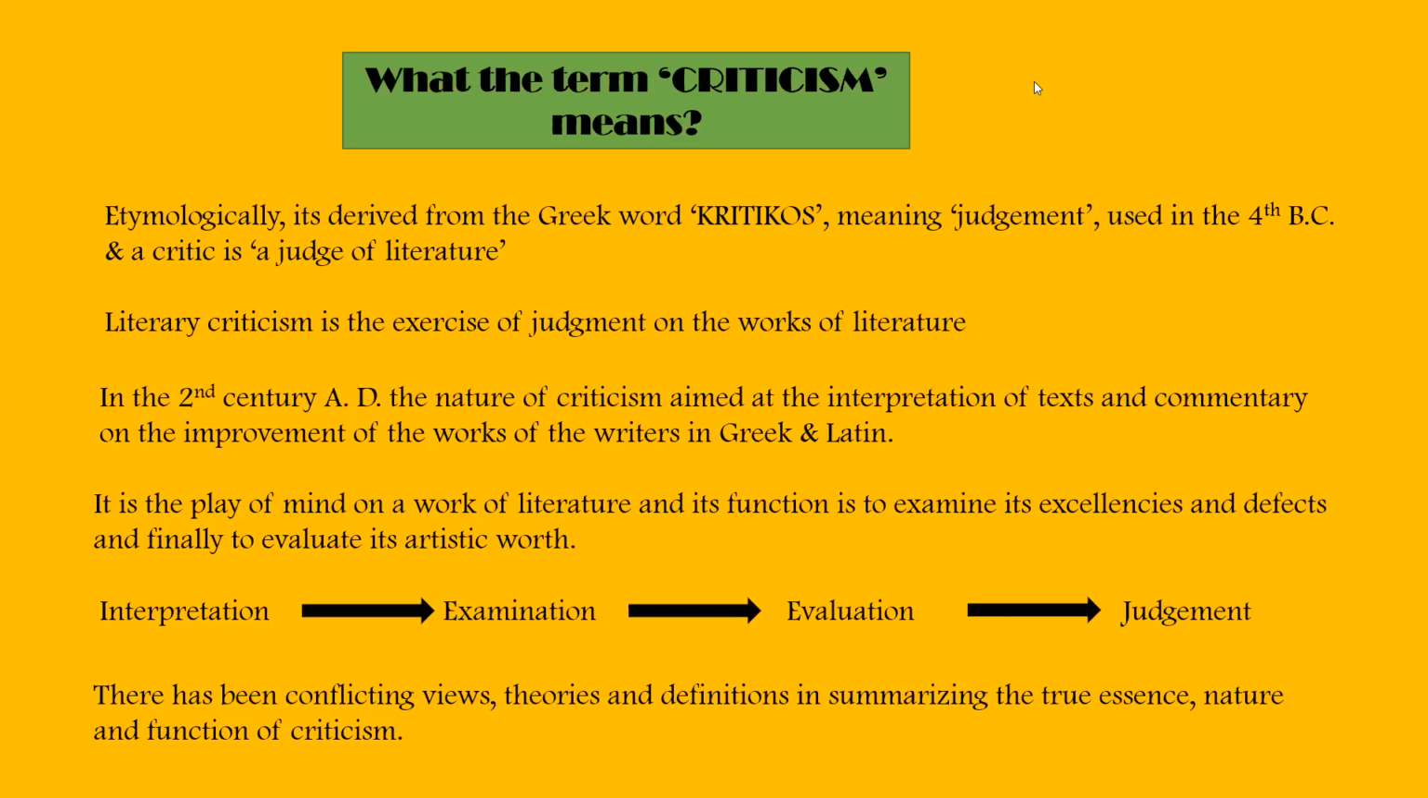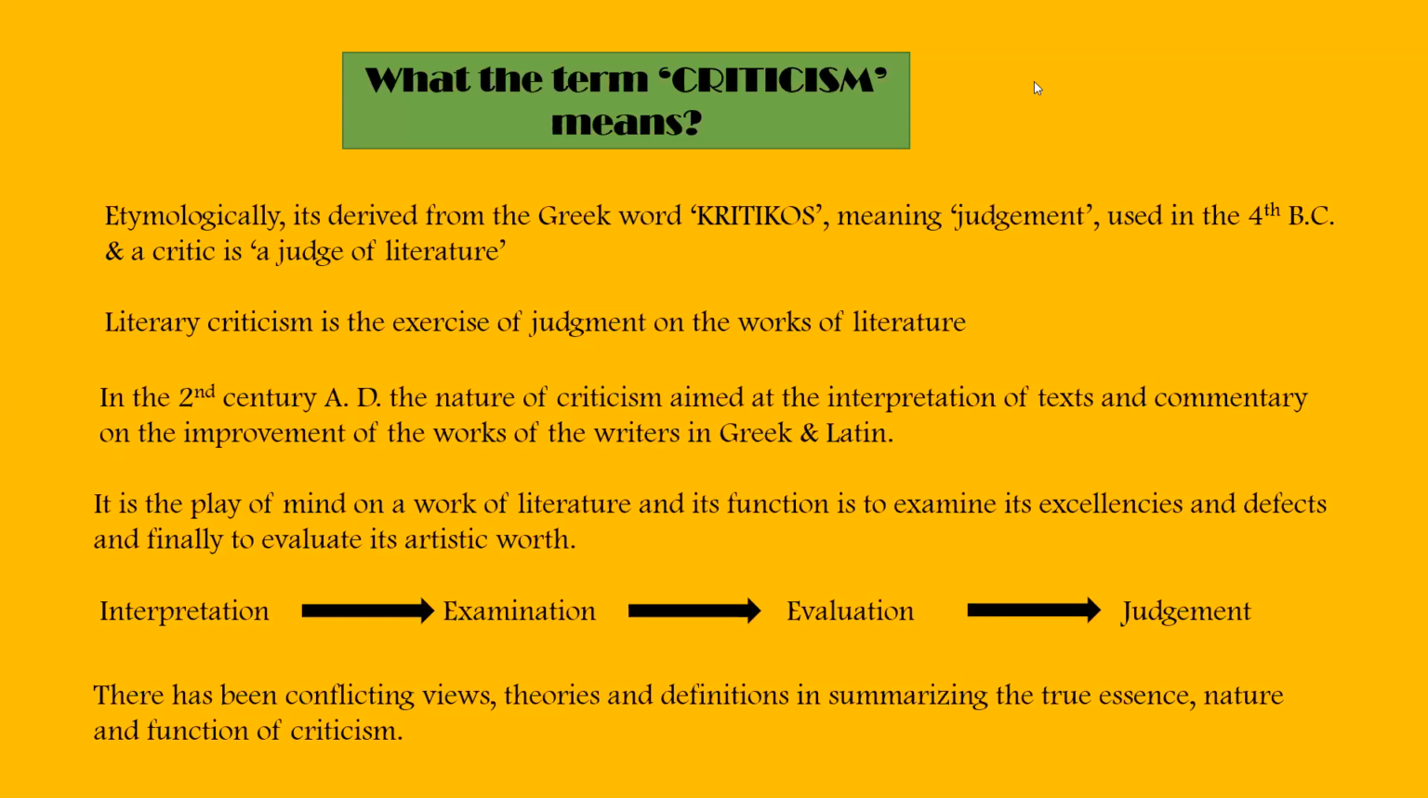So here lies the true essence or true nature of criticism overall. We say criticism is a play of mind where the exercise is done on a work of literature. As I told you earlier, work of literature does mean any genres of literature. And what is the function of criticism then? The function of criticism is to examine the excellencies, the superiorities, the strengths, the plus points of a work of art, as well as to draw out the defects, some lagging behinds of a work of art, and on the basis of this examination, a critic needs to evaluate its artistic worth.